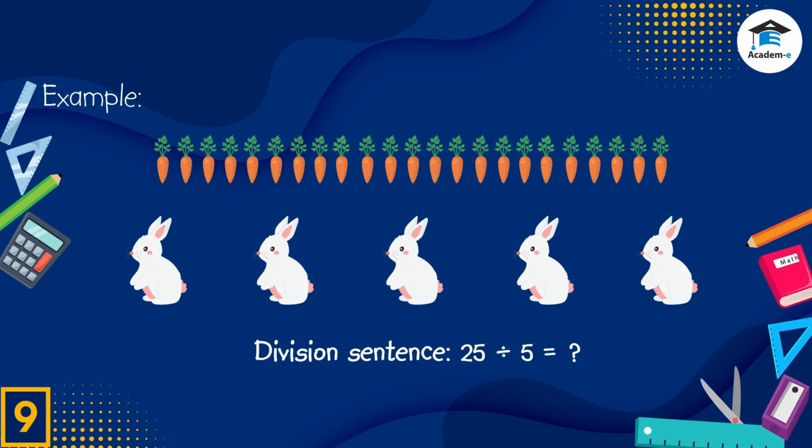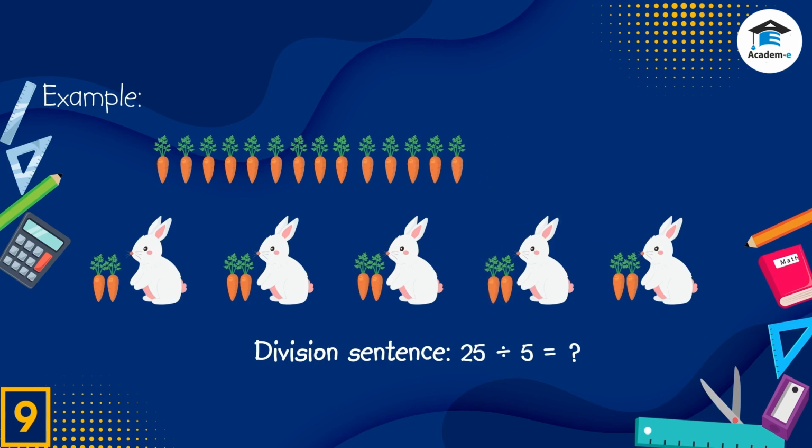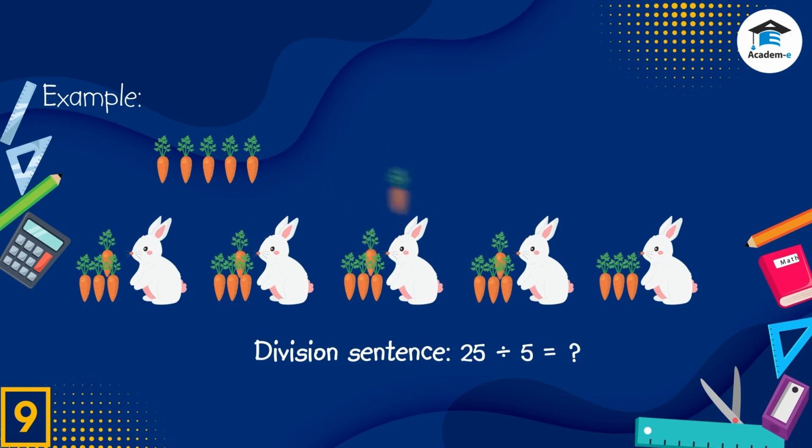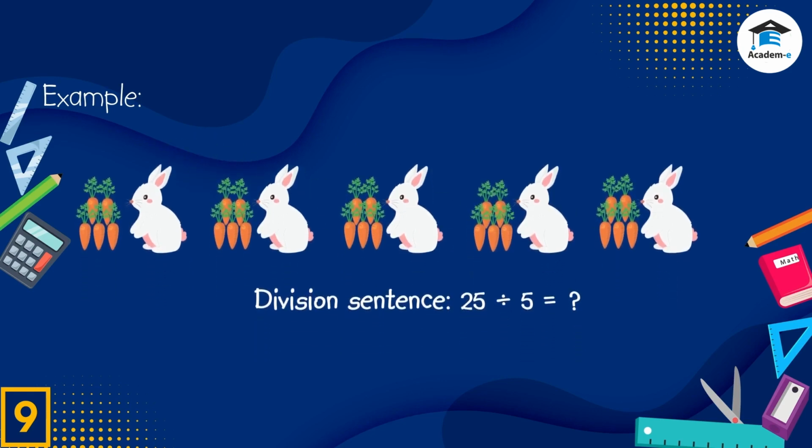We will simply give a carrot to each rabbit. 1, 2, 3, 4, 5. Each of the rabbits has now 1 carrot. Again, let's continue distributing the carrots. 1, 2, 3, 4, 5. Keep at it until all carrots are distributed, counting 1, 2, 3, 4, 5 each time. How many carrots does each rabbit have? Each rabbit has 5 carrots.